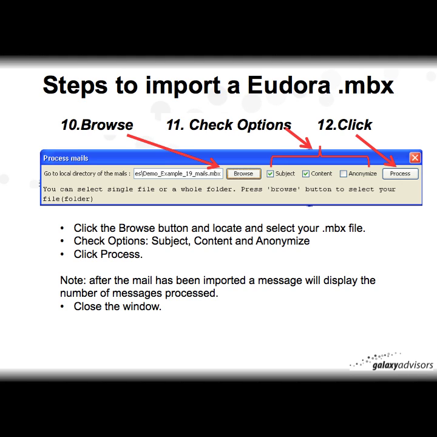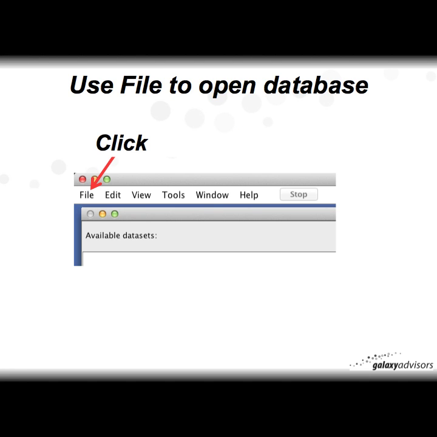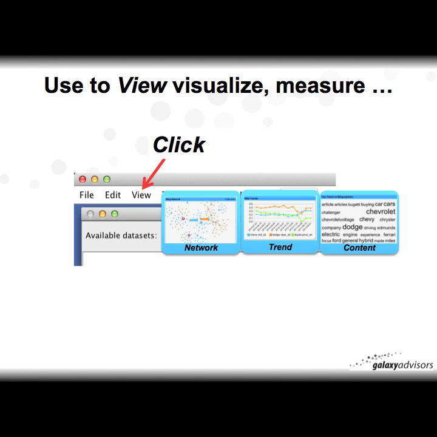Then click the window to close, and in essence, your email has now been imported into Condor and the MySQL server. So what do you do next? Use File to open that email database you just collected. Then you can use the View command in the Condor menu to do a visualization, analyze it with trends, and also look at the content if you decided to import the content.